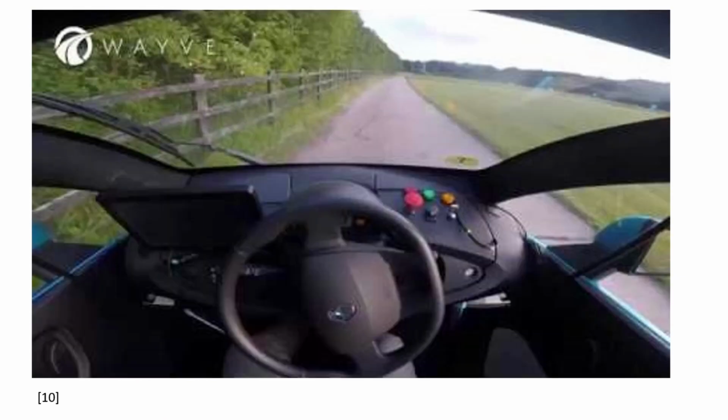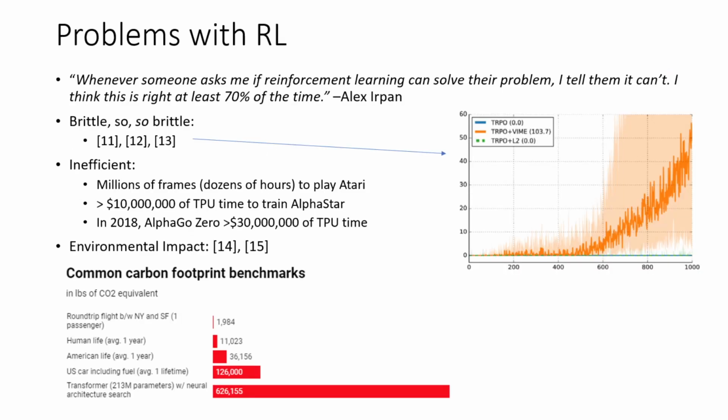And so, moving on, we have problems with RL. What can RL not do? And the answer to this question is probably a lot longer than the answer to the question, what can RL do? So I like this quote from a blog post by Alex Irpan.